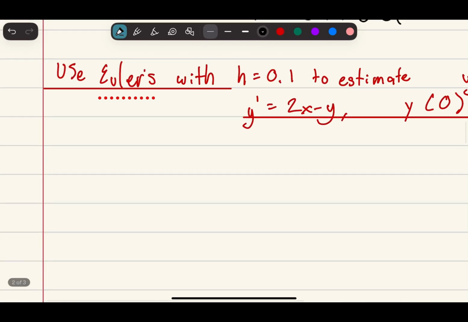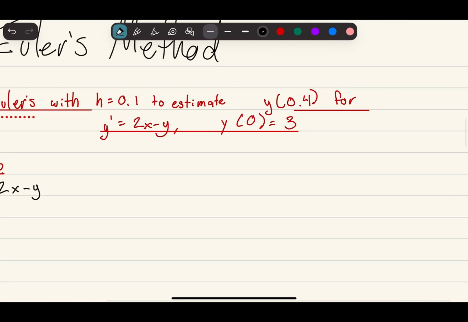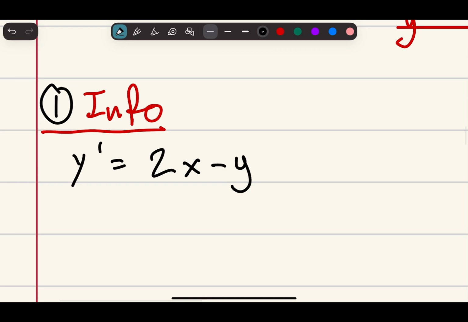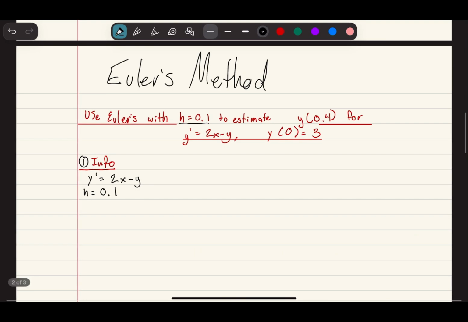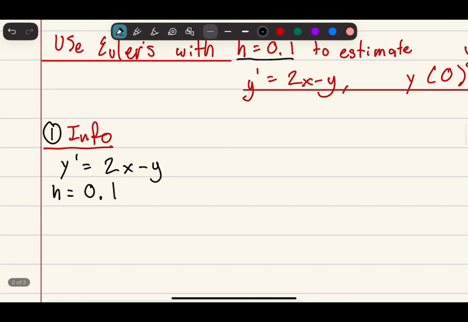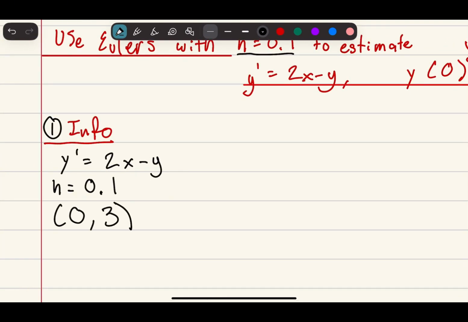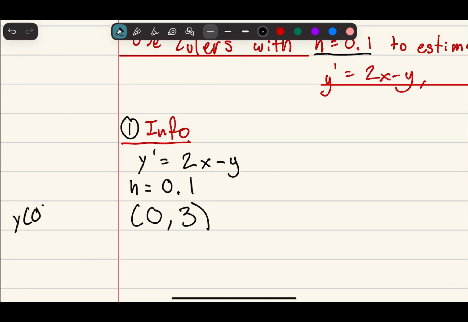Okay, so first one, as you've taught us before, info. So what do we know? We know we have y prime equals 2x minus y. We know h, or the step, equals 0.1. We have y0 equals 3, and that's essentially the point (0, 3). I didn't write that, because when x is 0, y equals 3.